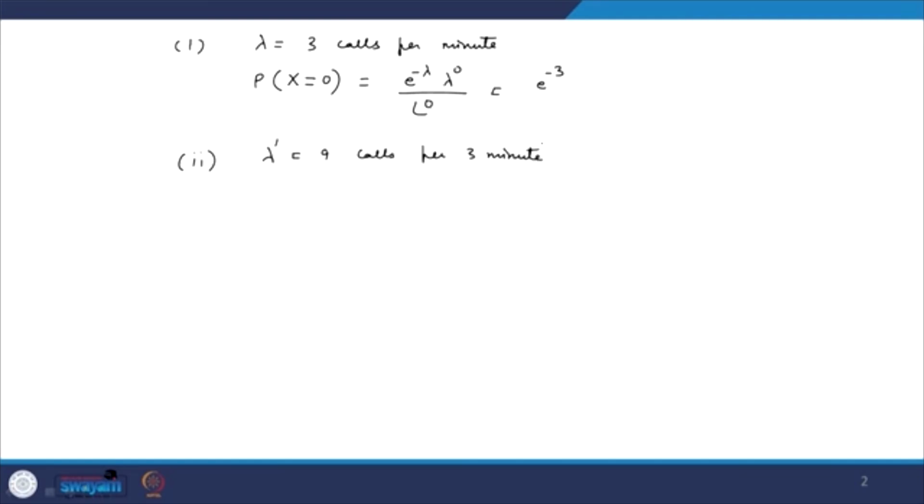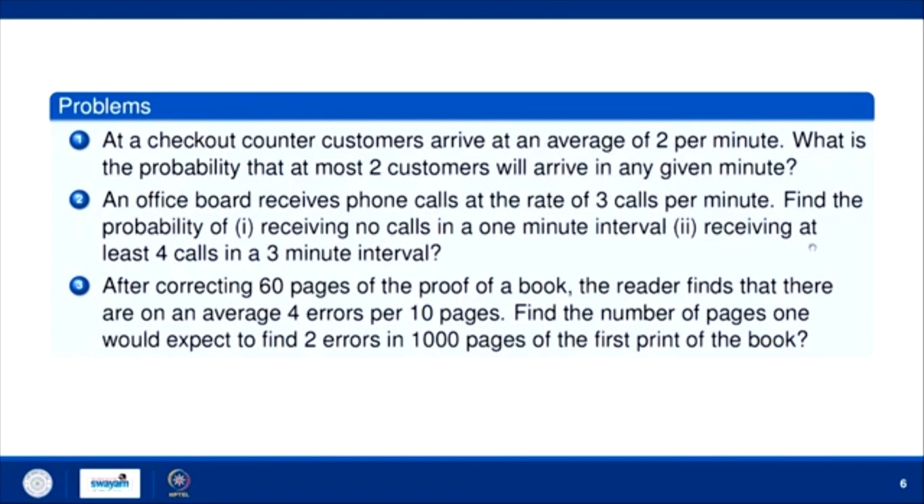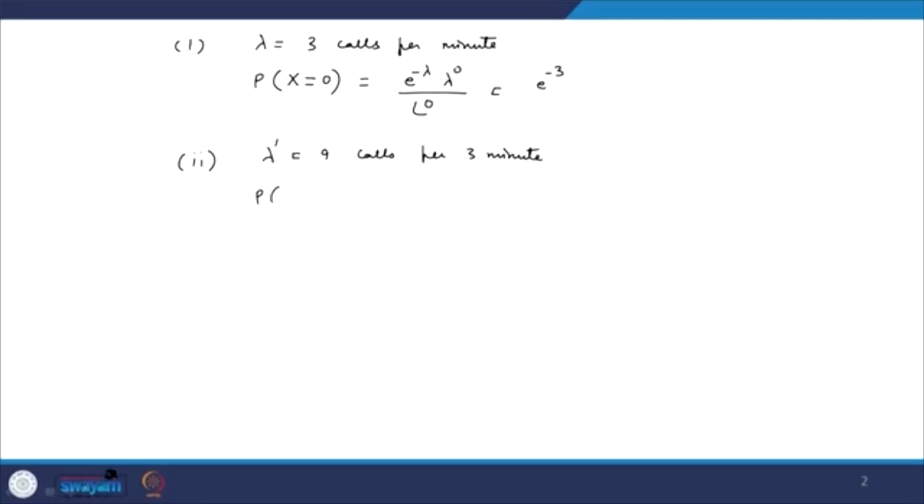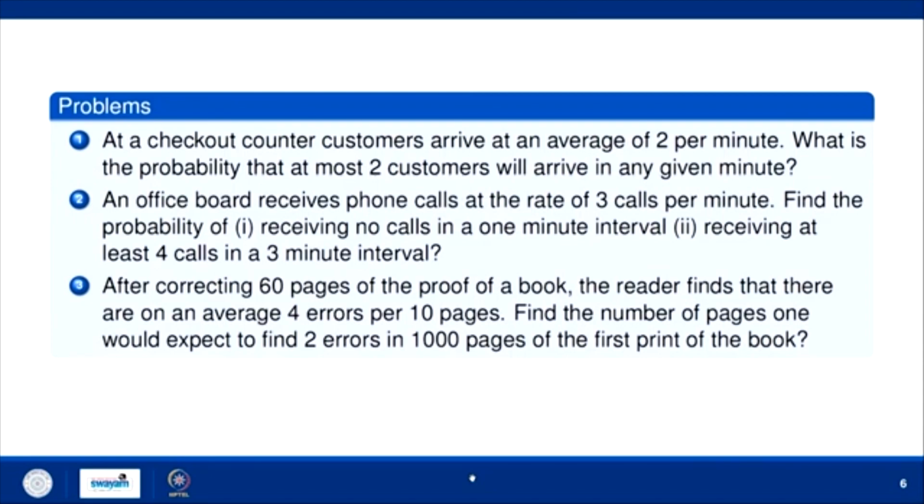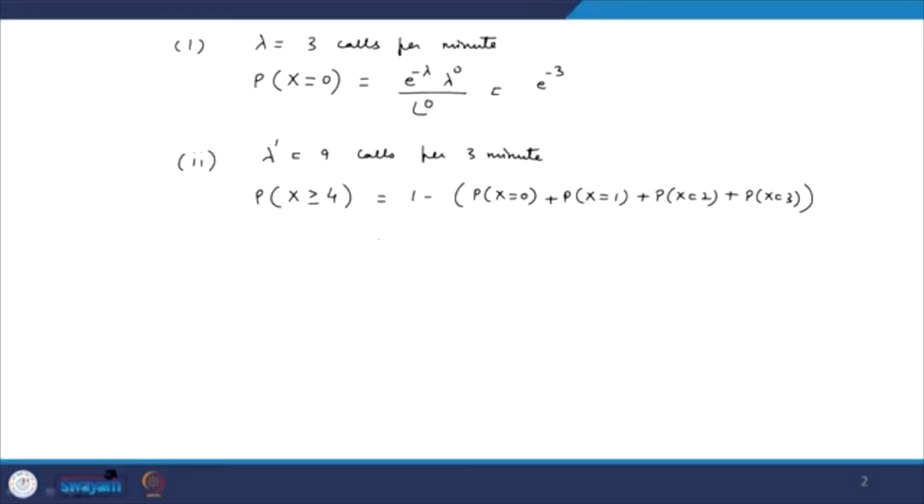Okay. So, what we have to find? We have to find at least 4 calls. So, at least 4 calls means P(X) should be greater than or equal to 4. So, that means 1 minus P(X less than 4). It will be 1 minus P(X equal to 0), X equal to 1, X equal to 2 and X equal to 3. That will give at least 4 calls. Okay. So, how can we compute this?